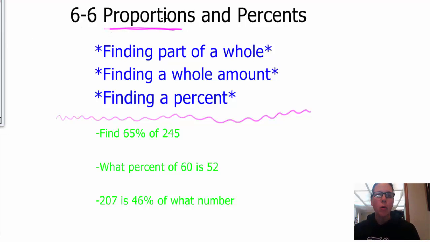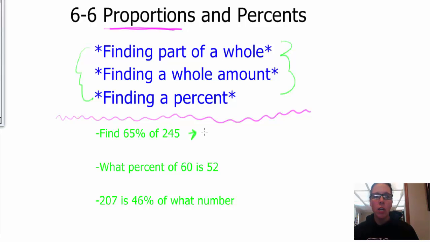So proportions and percent. We're going to be finding part of a whole, finding a whole amount, and finding a percent. These are the 3 things we're going to learn today how to do by setting up a proportion. Okay, so for example, find 65% of 245.